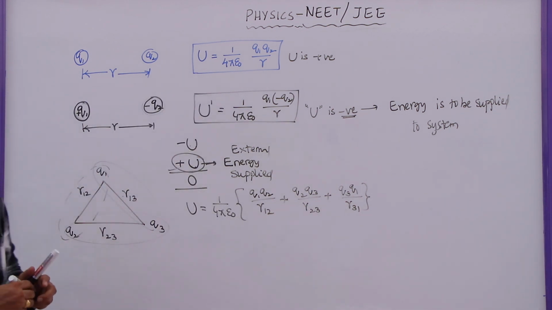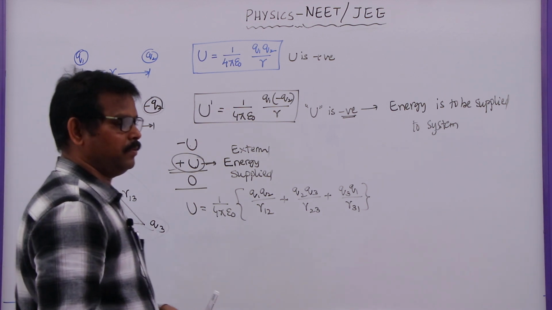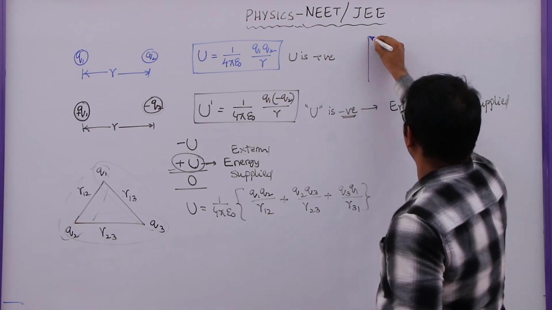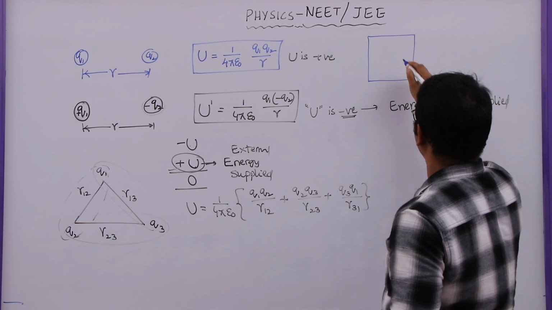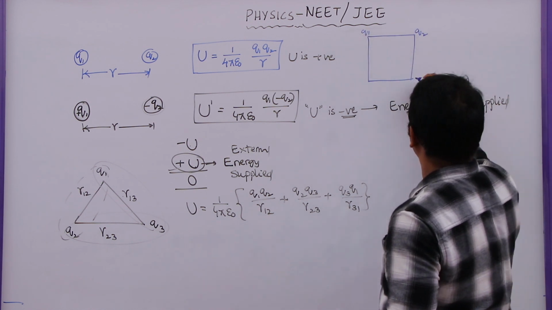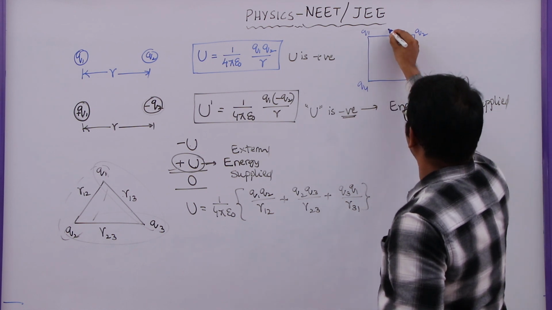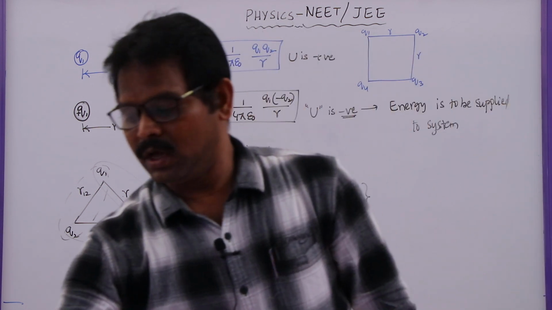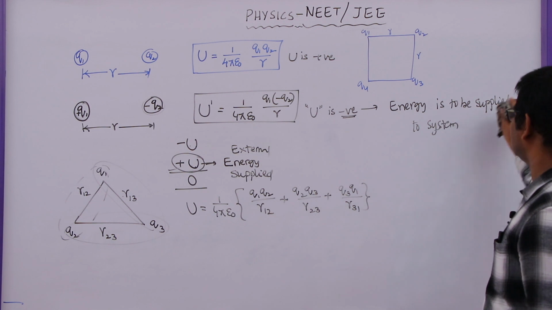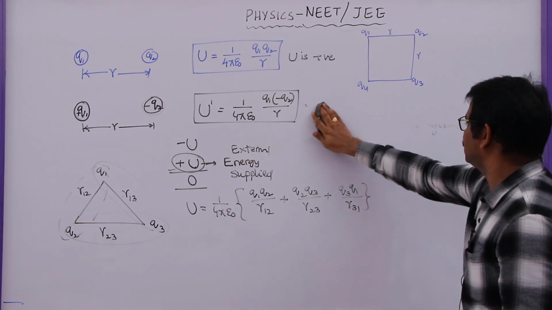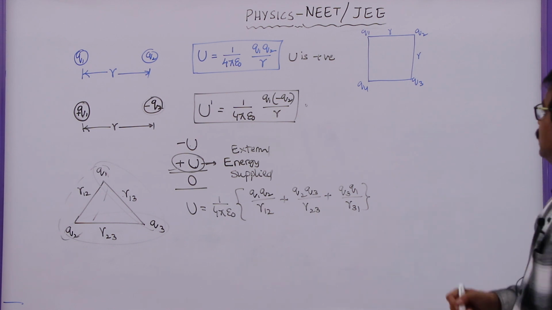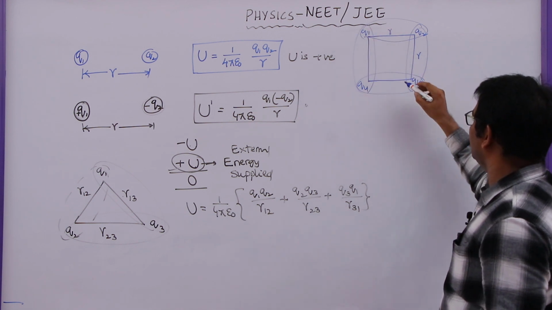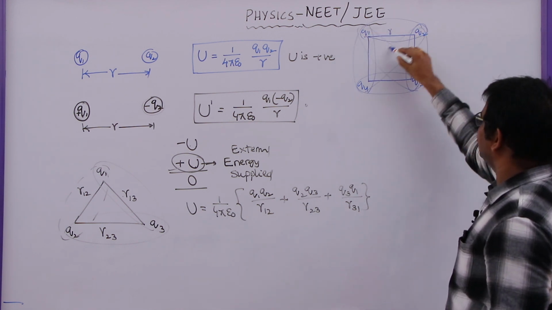If the system consists of 4 charges, then the number of terms in the potential energy equation changes. Let me take 4 charges here at the 4 corners of a square. Let us say Q1, Q2, Q3, Q4, with sides R and R. Now the electrostatic potential energy of the system of these 4 charges is given by, if you observe these charges, we have a total of 6 pairs. Why? Because this is one pair, this is the second pair, third pair, fourth pair, this will be the fifth pair, this will be the sixth pair.